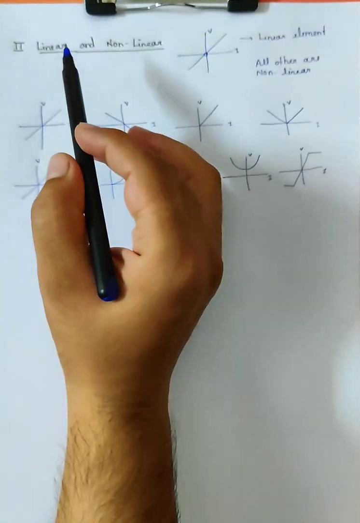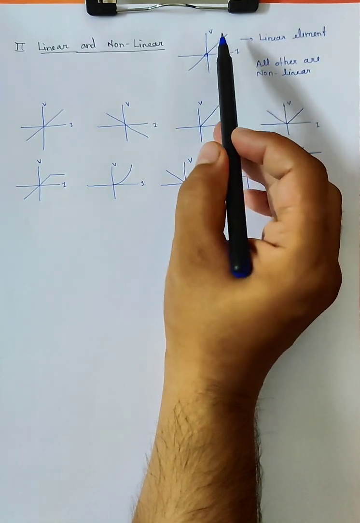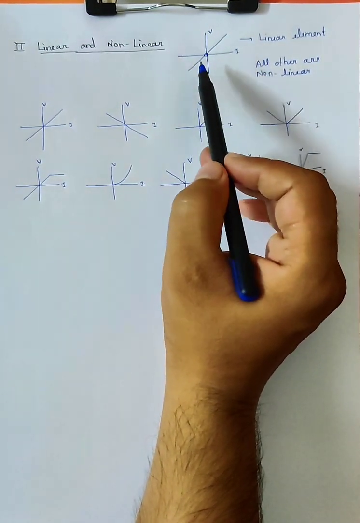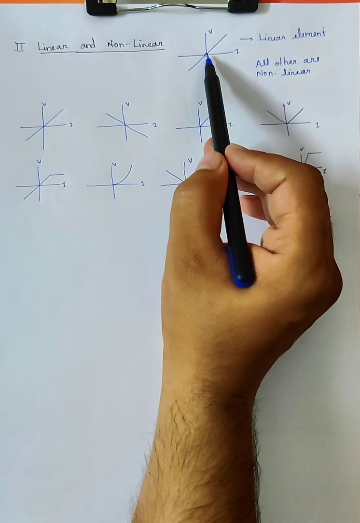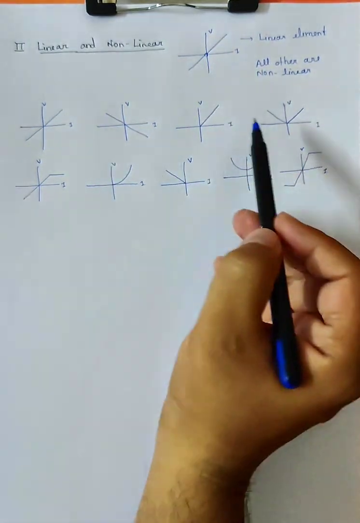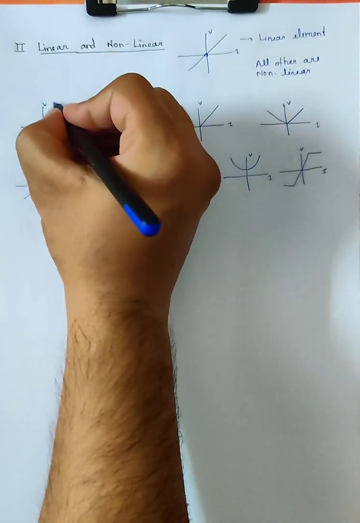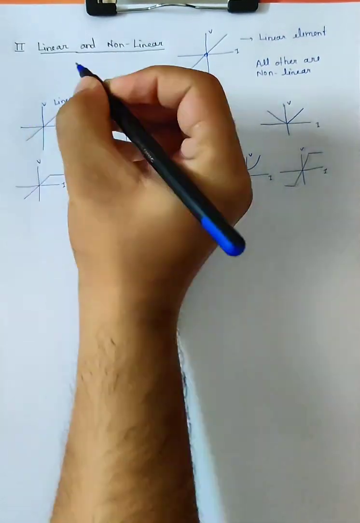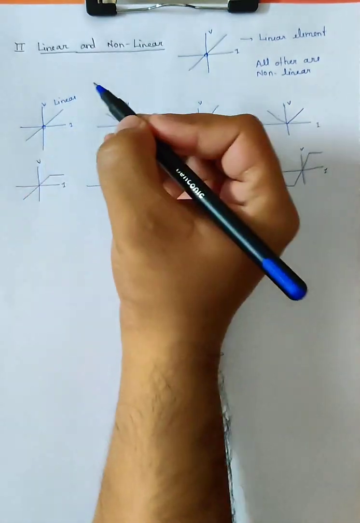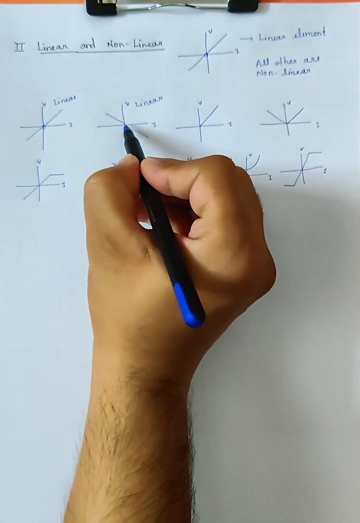The next classification is linear and non-linear. For an element to be linear, its VI characteristic should be a straight line passing through the origin. All other elements are non-linear. Let's take some examples. This is a VI characteristic. This is linear, as it is a straight line passing through the origin. This is also linear. This is a straight line passing through the origin.